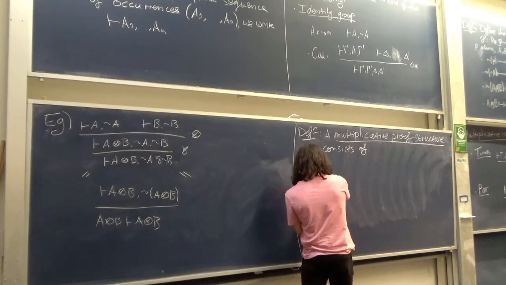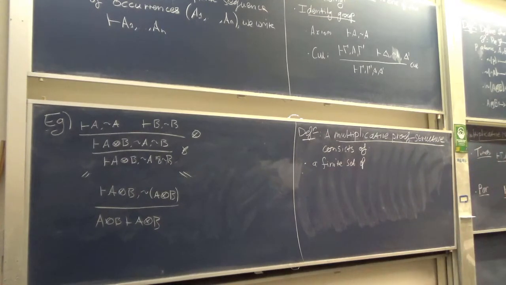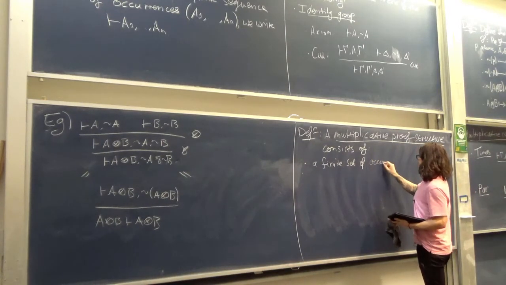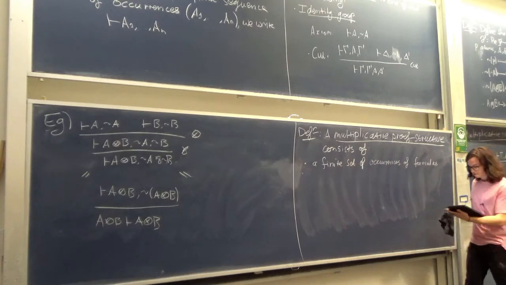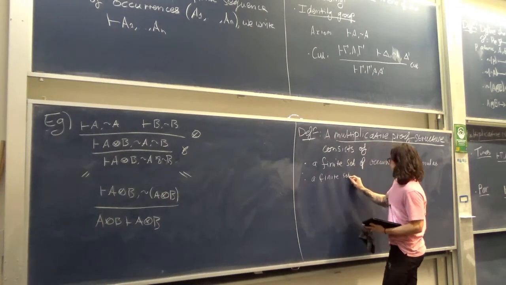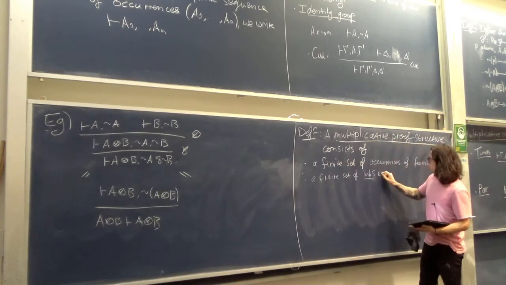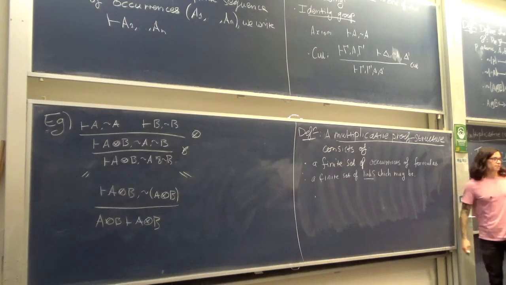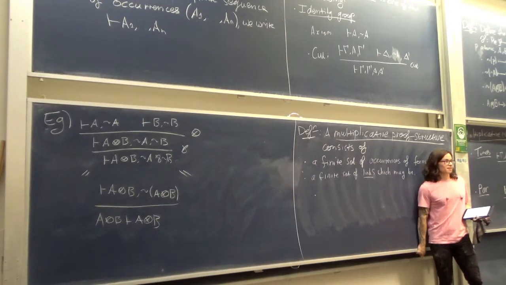So what they consist of is a finite set of occurrences of formulas and a finite set of links. And I'll tell you what a link is. Can you what, sorry? No, I'm disallowing that. Yeah, so that's going to be one of the conditions for a proof structure.